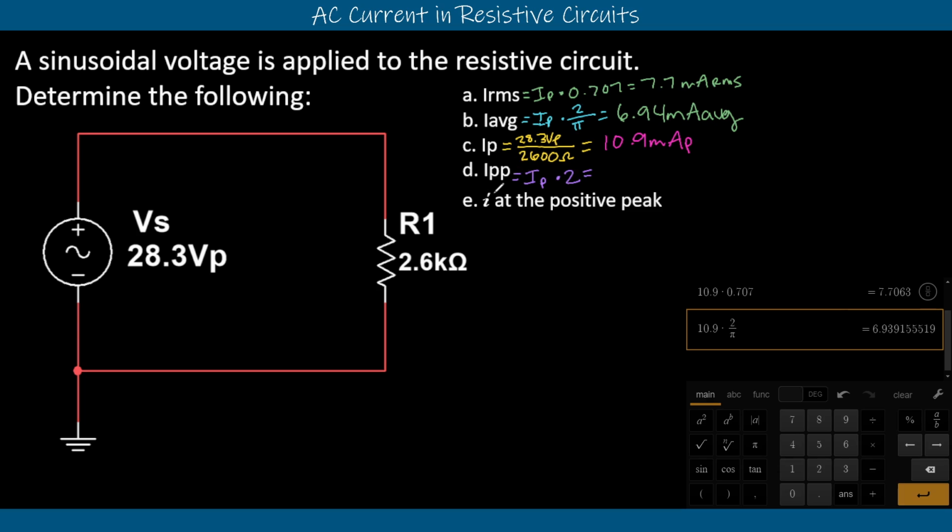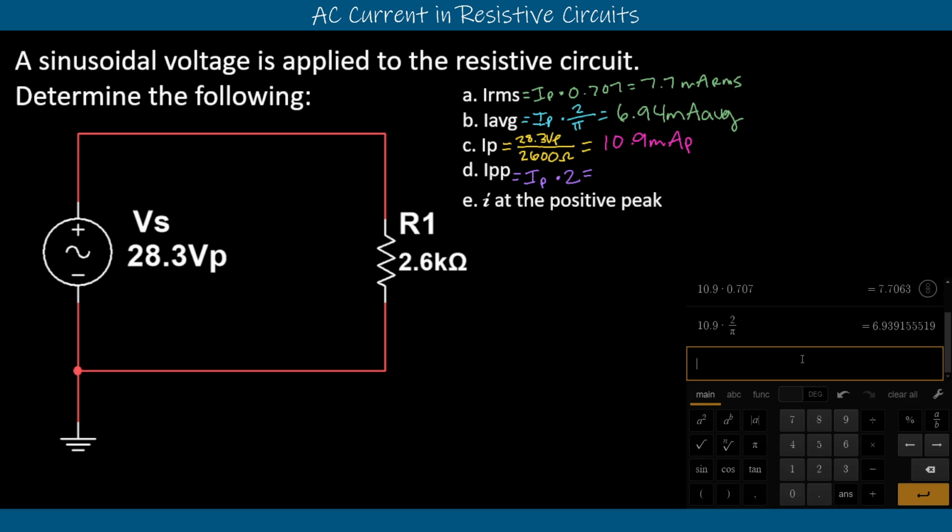So the peak to peak current, we can do that one also real quick. We have 10.9 multiplied by 2. That's going to give us 21.8 milliamps peak to peak. So watch out for each of your endings there. This last one here is the instantaneous current at the positive peak.